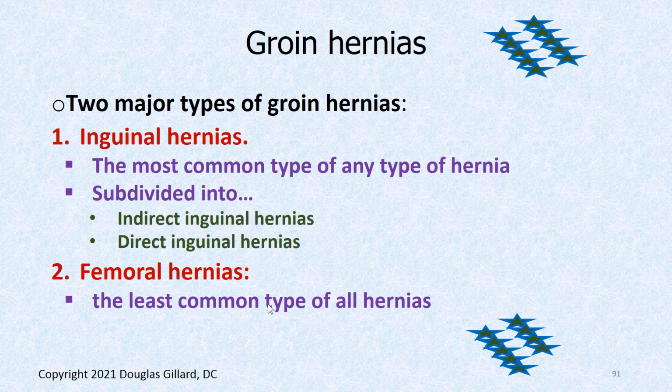And there are two subtypes of groin hernias: inguinal hernias and femoral hernias. Inguinal hernias are the most common type of hernia on the planet, and we're going to go into the weeds on them soon. They can even be subdivided into an indirect inguinal hernia and a direct inguinal hernia. Femoral hernias are more rare. They're the least common type of hernia, and I actually cut those slides out, but I do have YouTube videos on that if you want to go hunt them down.